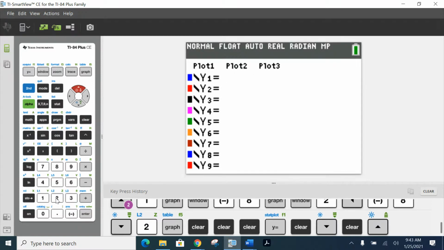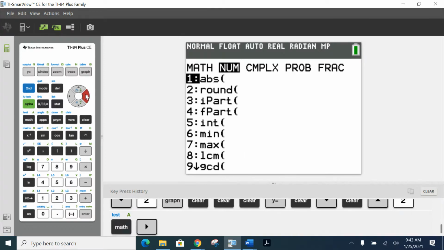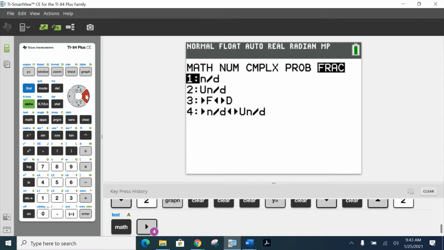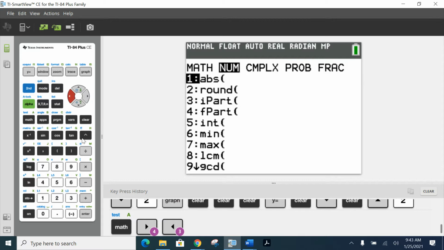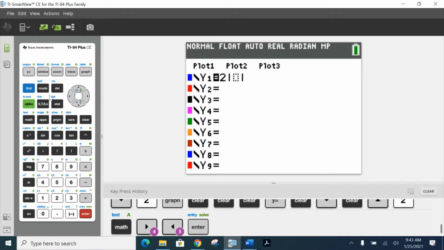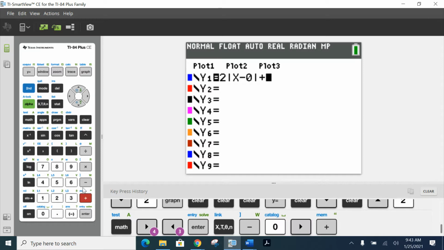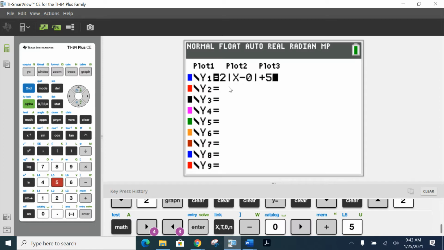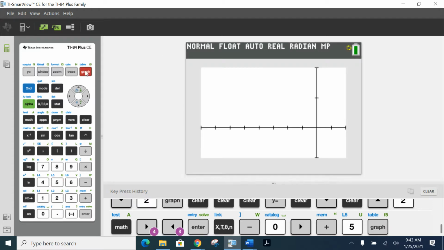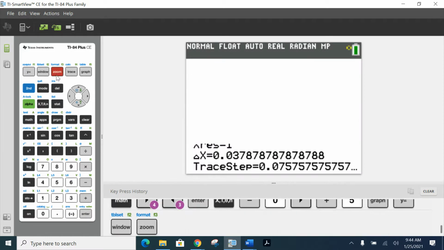So let's say, because I'm guessing some of us have this, 2. I got to remember how to find the absolute value bars here. There it is. And then you put your x minus a 0, or you just put x, and then you have a plus 5. So if that's what we wrote for that equation, that's good. Largely, it's good. Let's see what that looks like. My window's messed up. Give me a minute. Just do this.